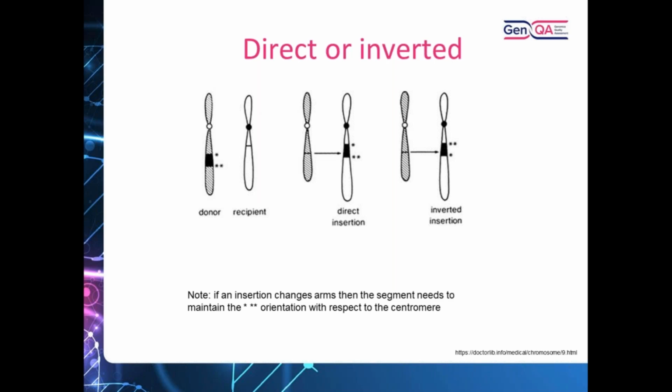So in the diagram shown here, you can see the direct insertion where the star and the two stars indicate either end of the inserted segment. For the direct insertion, if it's moved into another chromosome, the star and the two stars stay in the same orientation as the centromere. And that's a direct insertion. If they're flipped around, so the two stars are nearer the centromere rather than the one star, then that's an inverted insertion. As I say, direct or inverted is in relation to the centromere rather than the insertion itself.